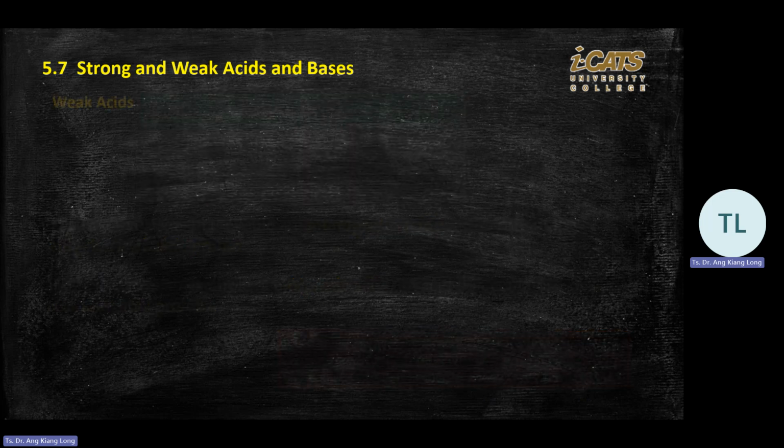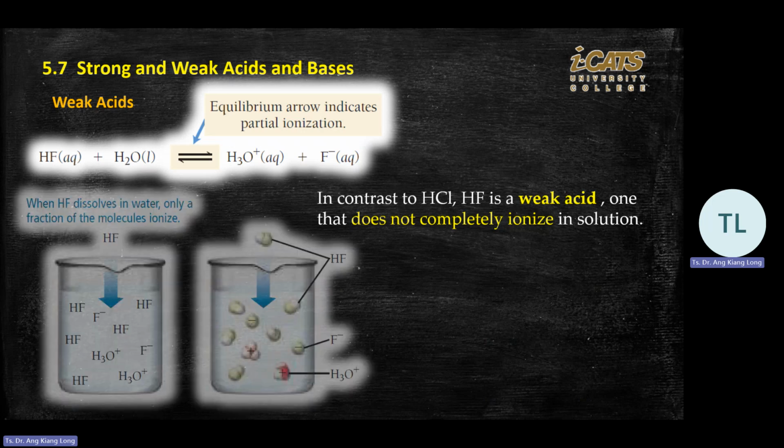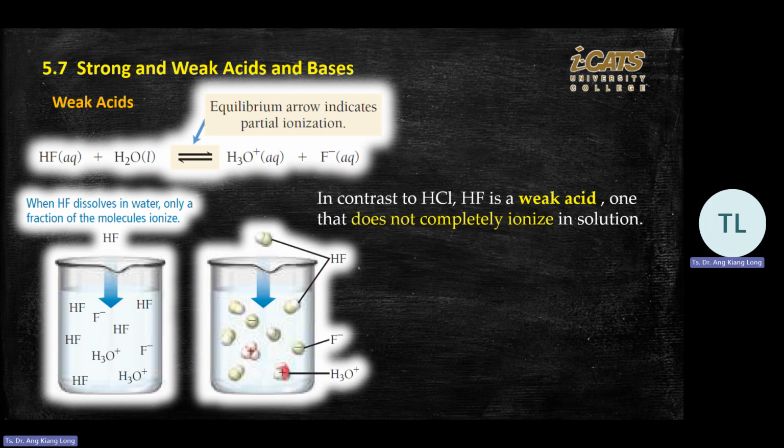Okay, weak acid. Just now, strong was 100%. Weak is the opposite of the definition of strong. It means when you add it in, it does not completely ionize. Just now, strong was completely ionized. And then the arrow changes from a single arrow into a double arrow. This indicates you're using a weak acid. This is some illustration.